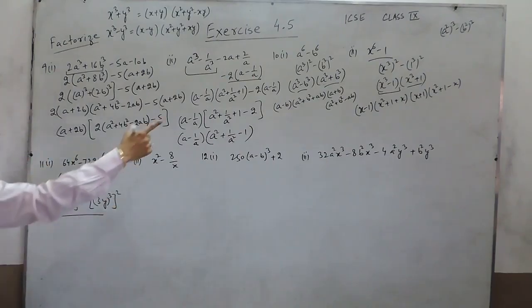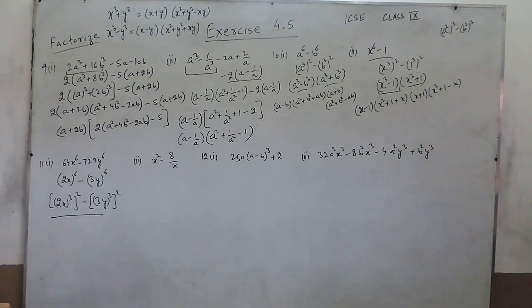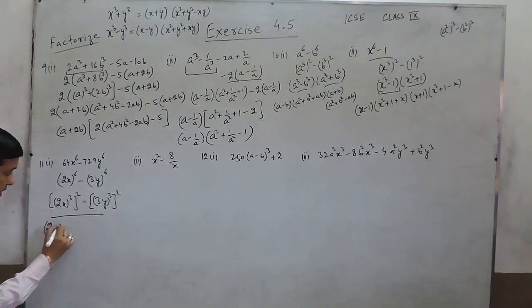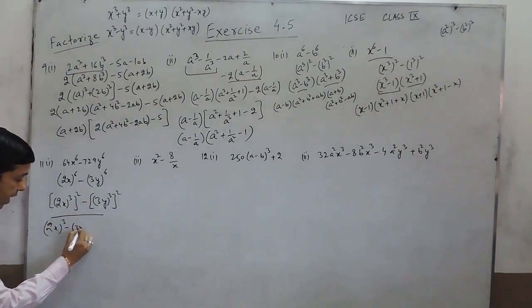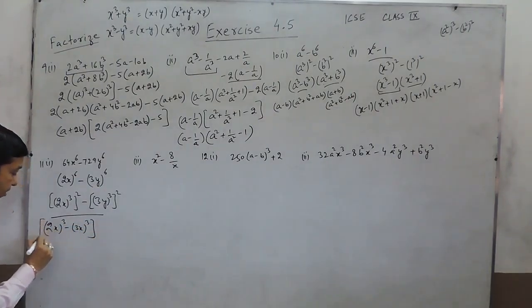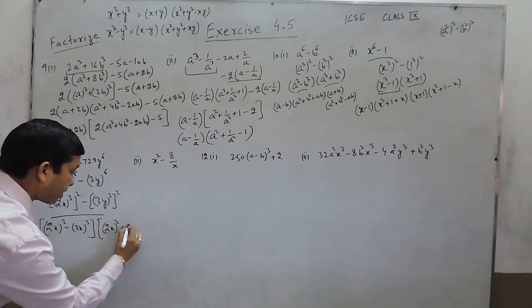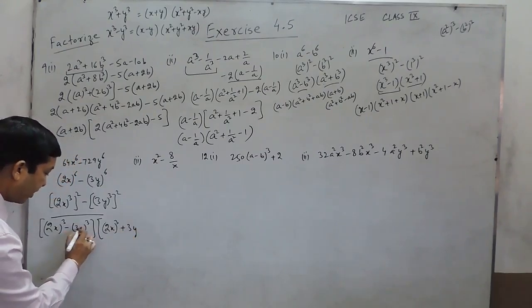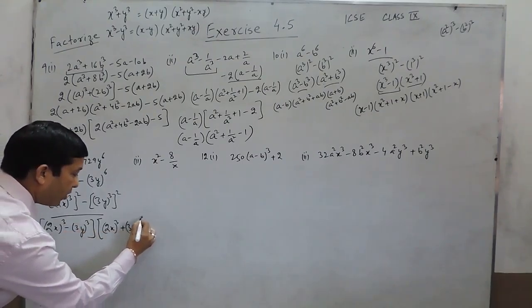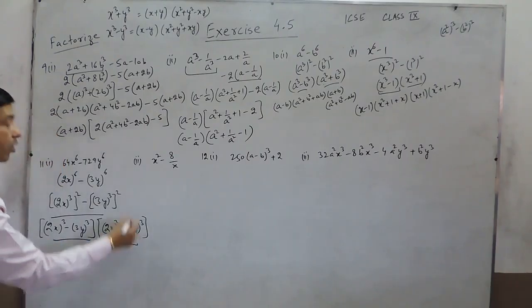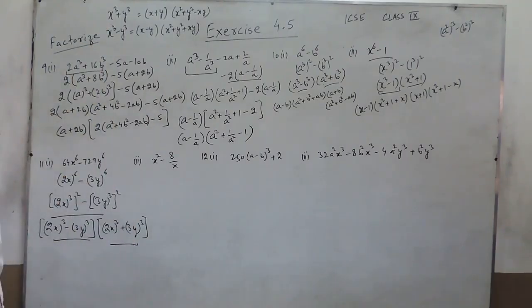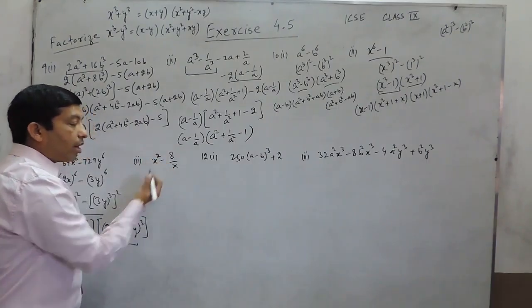And the same way as I have solved question number 10 part 1, we can put this, because this can be written as (2x^3 minus 3y^3) as the first factor and (2x^3 plus 3y^3) as the second factor, and then we can use this identity and write the answer.